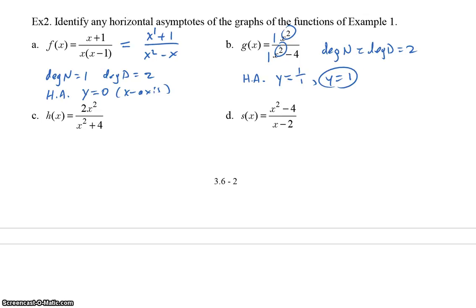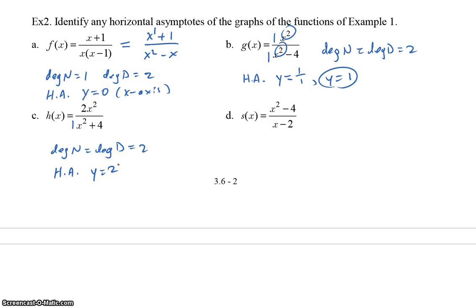Our next example, part C, h of x equals 2x squared over x squared plus 4. Here again, just as in the previous example, the degree of the numerator equals the degree of the denominator, both of which are 2. If we then look at the ratio of the leading coefficients, which is what we have to do if the degrees are the same, then we see the ratio is 2 over 1 or 2. So the horizontal asymptote would be the equation y equals 2 over 1, or y equals 2.